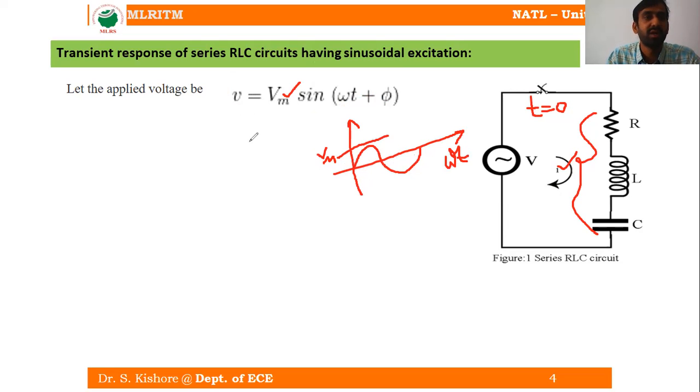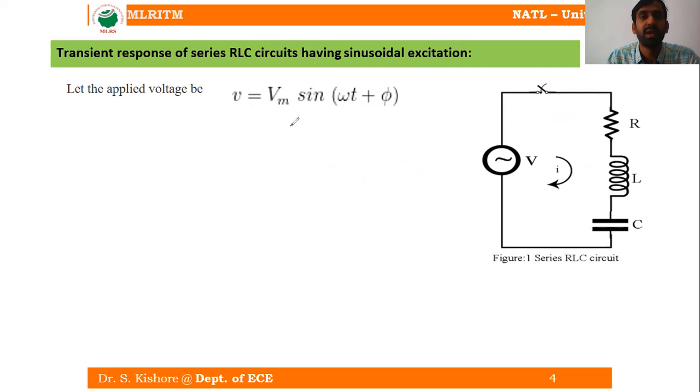So that is the reason why we have considered V is equal to Vm sine of omega t plus phi. You can consider theta also, no issue, but theta we are considering in another way. So that is the reason why I have taken phi here as your phase angle. So V is equal to Vm sine of omega t plus phi. Right?